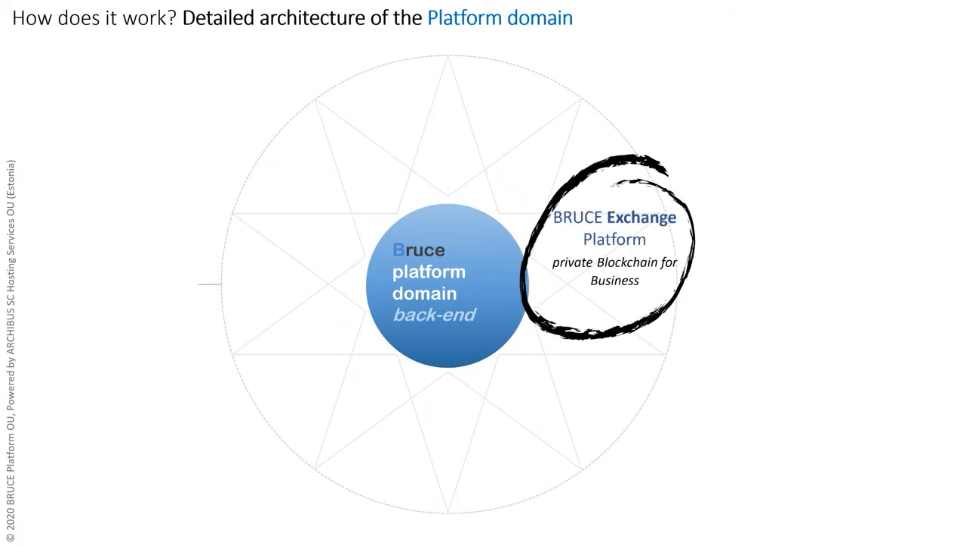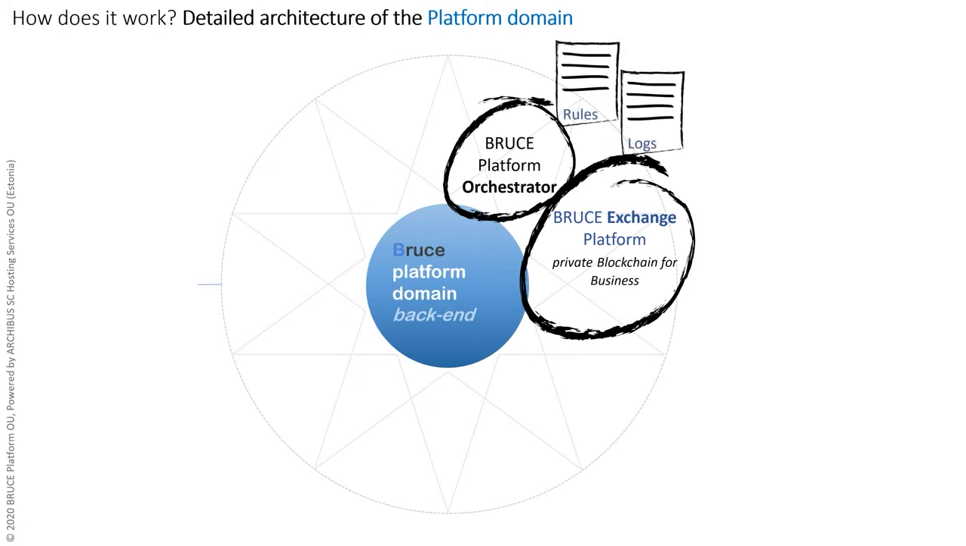The main component is the Bruce Exchange platform, that is a private blockchain for business. Then comes the Bruce orchestrator. In essence, those two are keeping the rules and the logs. Very important for those of you that are not familiar with the blockchain concept: one of the most important things here is that the data will be kept in the different systems, on the different databases of every member.